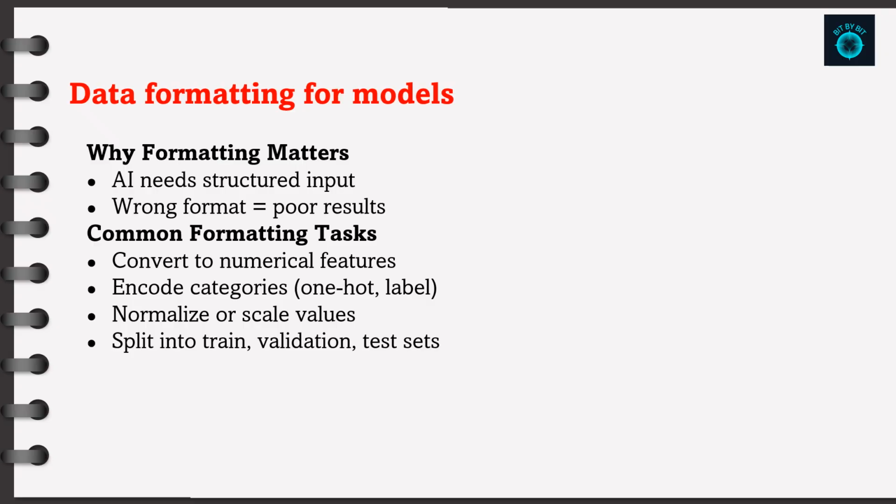For categorical data, like small, medium, or large, we use encoding techniques. The two most common are one-hot encoding, which creates separate columns for each category, and label encoding, which assigns a number to each category. Next, we normalize or scale values so that different features are in the same range. For example, product prices and customer ages are on completely different scales, and scaling helps the model treat them fairly.